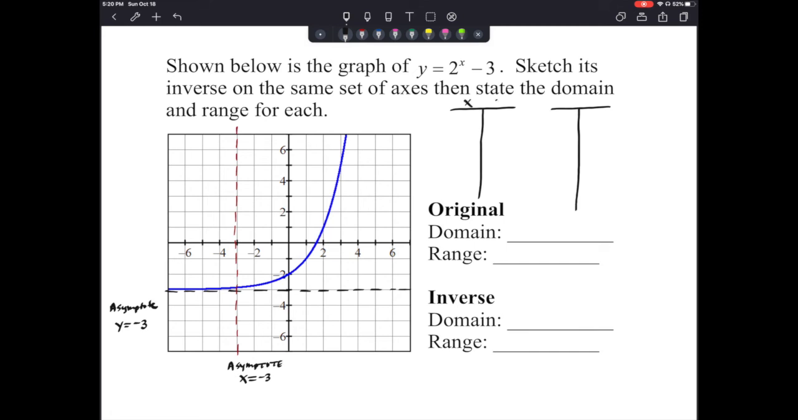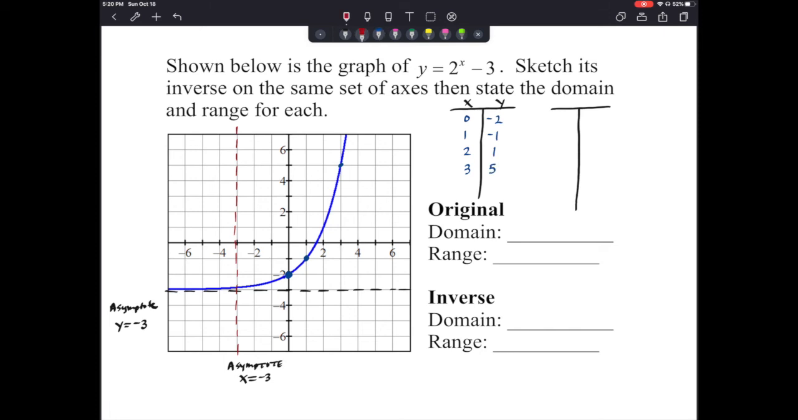So our original graph, and actually I'll write these in blue since the original graph is in blue. Let's just choose a few points. Let's see, we've got the point right here. It looks like it's the point 0, -2. We've got a point here, looks like at 1, -1. We've got a point at 2, 1. And we'll choose the point that's up here. Looks like the point 3, 5.